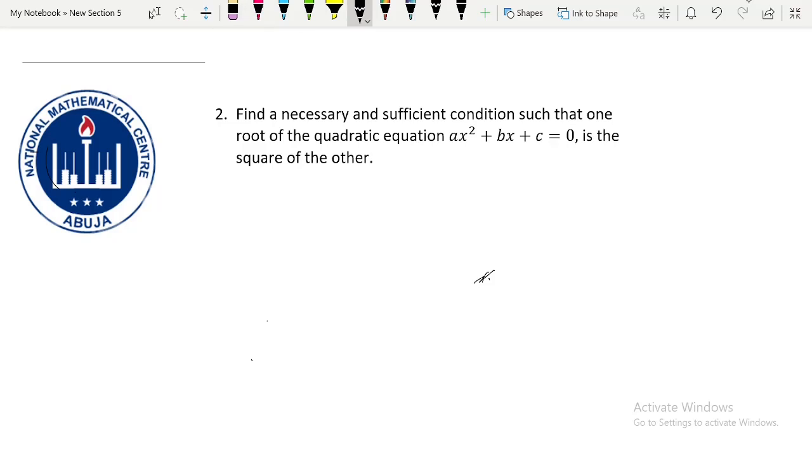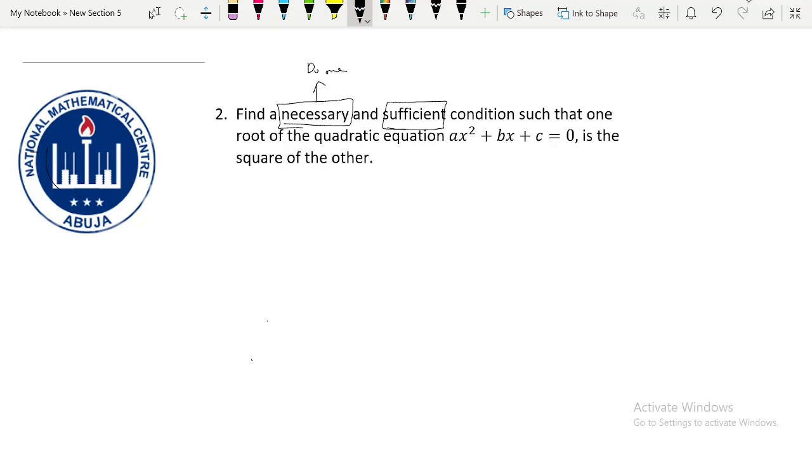Before we start, I felt this problem was really difficult because it's actually a two-part problem. The first part is the keyword necessary. We have to find something first, and then prove whether it is sufficient to guarantee. So it's two parts, and a student can do one part and forget the other. You can't do the sufficient part without the necessary part. That's why necessary comes first before sufficient.